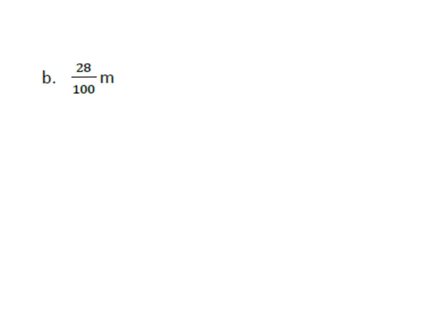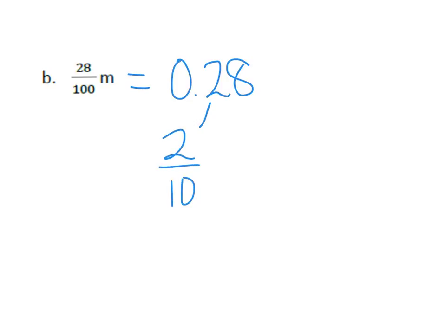Now let's look at letter B. We have 28 hundredths. Go ahead and write the decimal and create a number bond like we did for letter A with your decimal at the top. Pause the video and then replay when you're ready. So the decimal is going to be 0.28. There are 2/10 as a fraction, and then there are 8 hundredths. So I'm going to write that as a fraction.